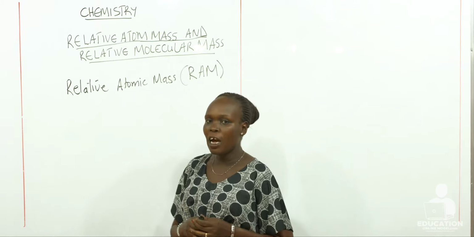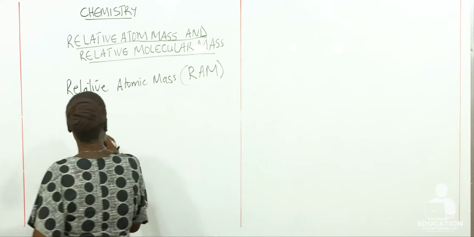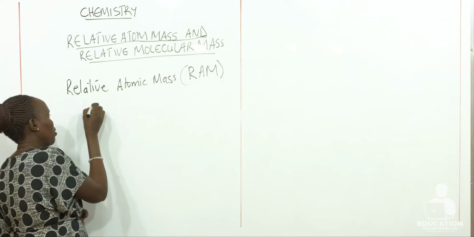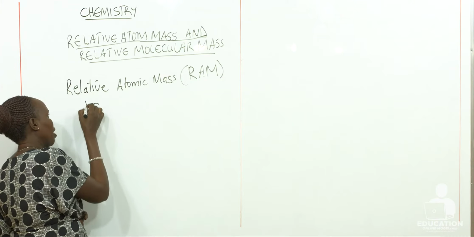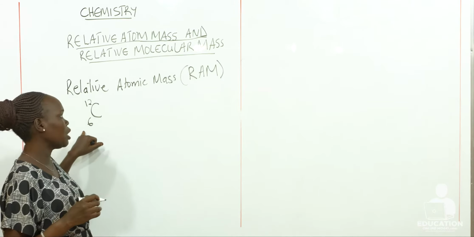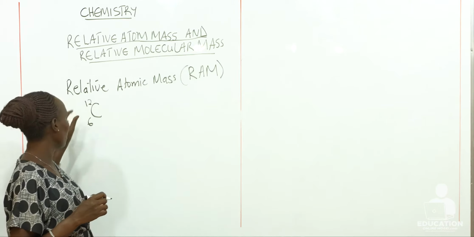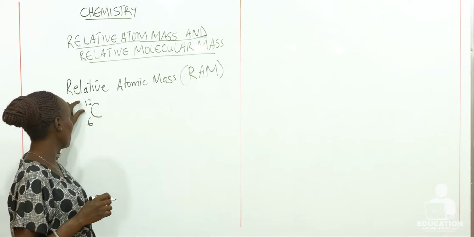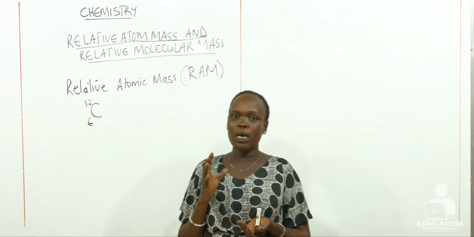For example, you can have carbon, let me say carbon 12. We say that the relative atomic mass for this element is 12. This is representing the atomic number. So the relative atomic mass here is 12. So we are comparing this atomic mass. We are saying that it's relative. It should be relative to the standard set, which is a carbon isotope 12.